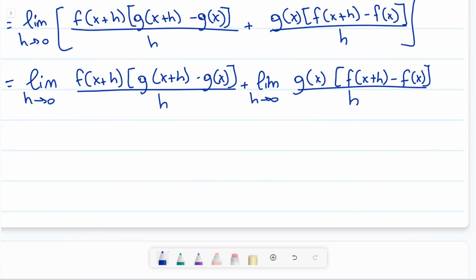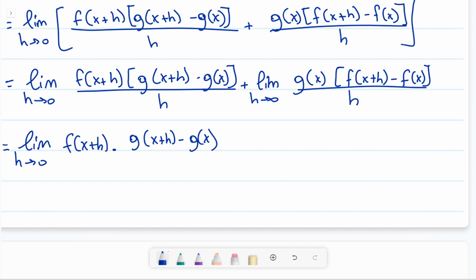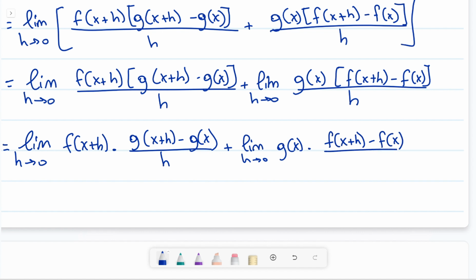And after doing so, maybe it's nice to even split the fraction, maybe just to look at it in different ways. So I will write f of x plus h times g of x plus h minus g of x divided by h. I didn't do anything, I just separated the term f of x plus h. So this is still the same thing, just for the sake of having a clearer proof.